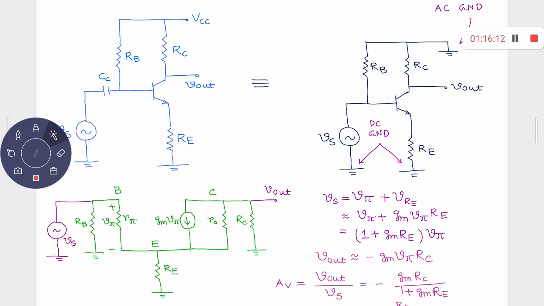One is this RB and RC. Previously they were connected directly to the emitter, because the emitter was AC ground. But this time they are connected to AC ground, and from the emitter to AC ground there is another resistance, that is RE. That is the change because of this connection.